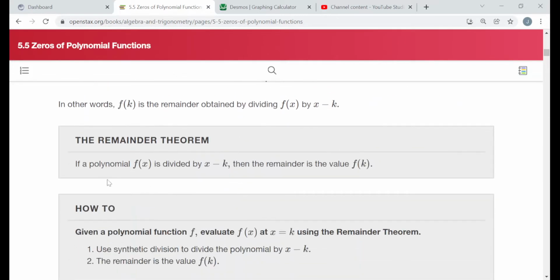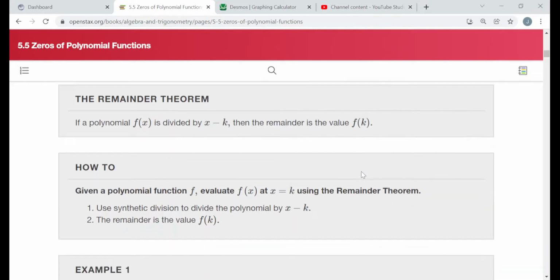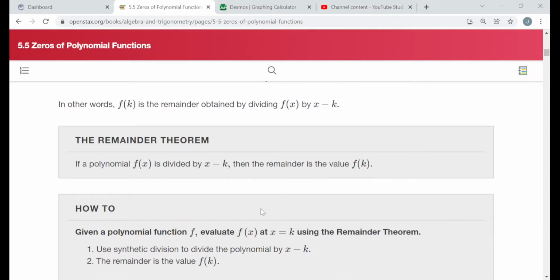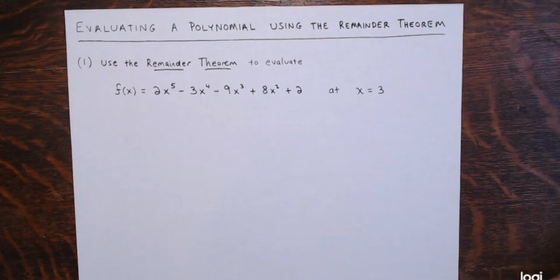And there it is. If a polynomial f of x is divided by x minus k, then the remainder is just whatever the value of that polynomial is at k, f of k. And they go through a little how-to here. I'll leave you to read that, but let me show you what I mean. Let me show you some examples from the book here. I've got them written out.